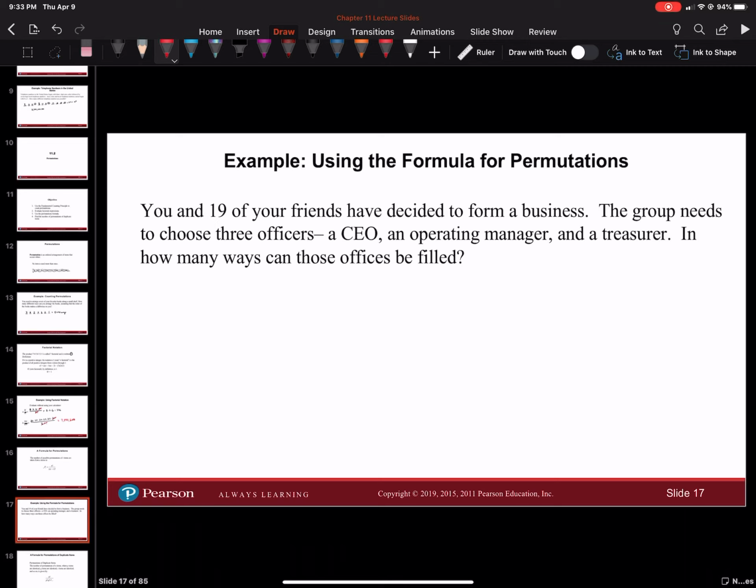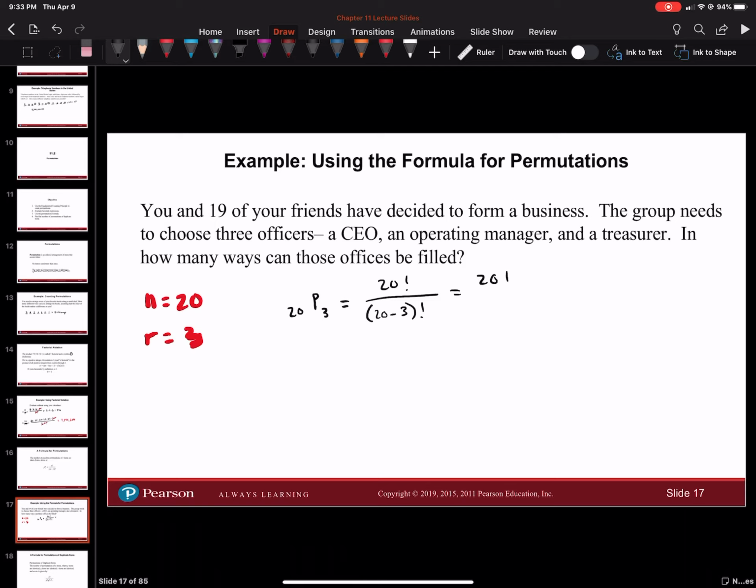Now, remember, it's you and 19 other people. So your N in this case is equal to 20. Your R, you're choosing what? 3. So it'll be what? 20 pick 3. So it'll be 20 factorial all over 20 minus 3 factorial.